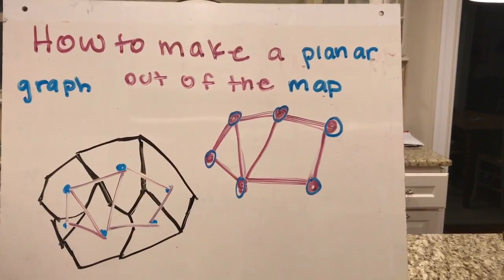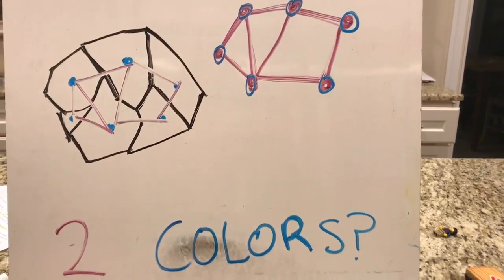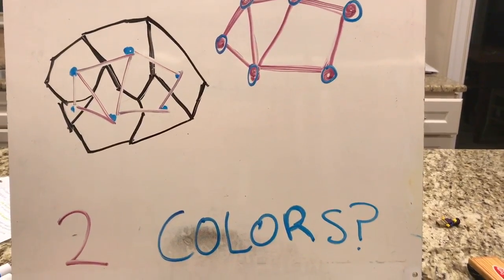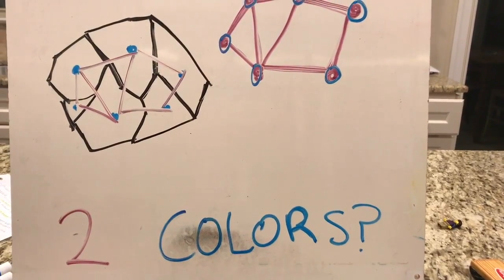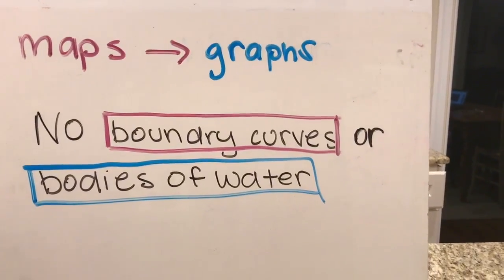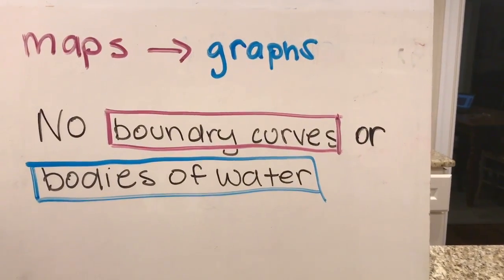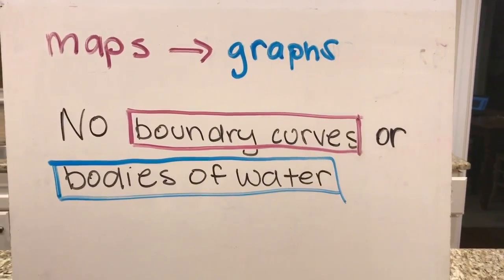Because of this method, the question arose of whether or not two colors could be used to color in a map or plane. This theory was investigated for a while, but then Appel and Haken came up with their final theory. The reason Appel and Haken made maps into graphs was so that there was no problem with boundary curves or bodies of water in their maps.